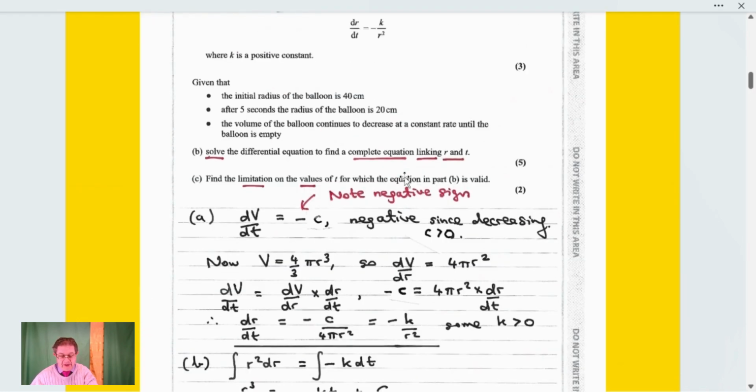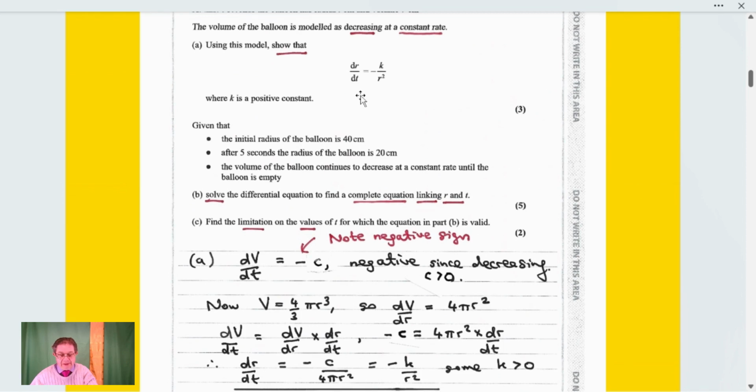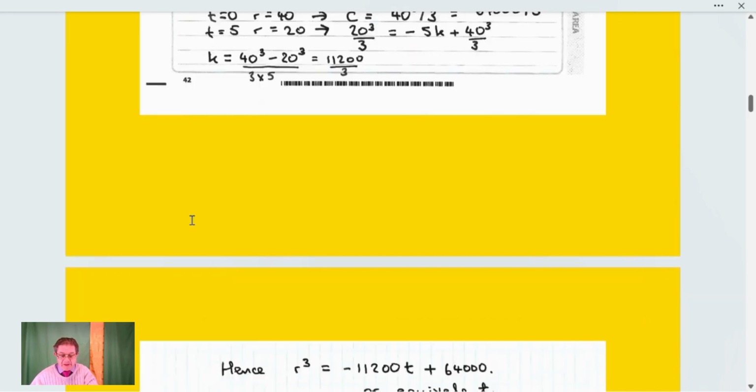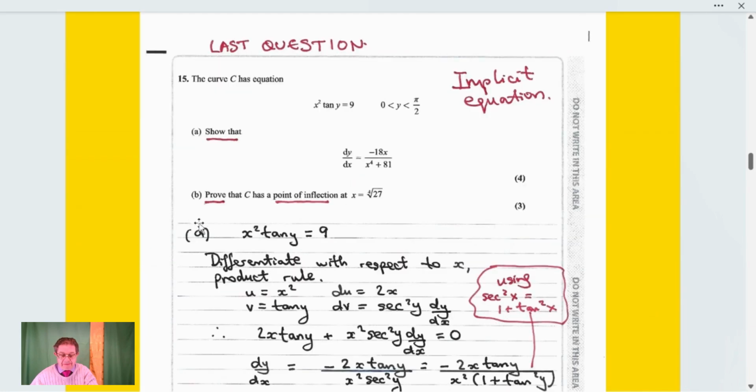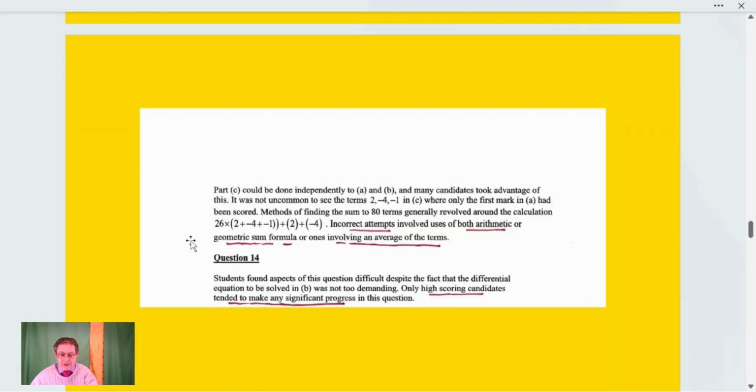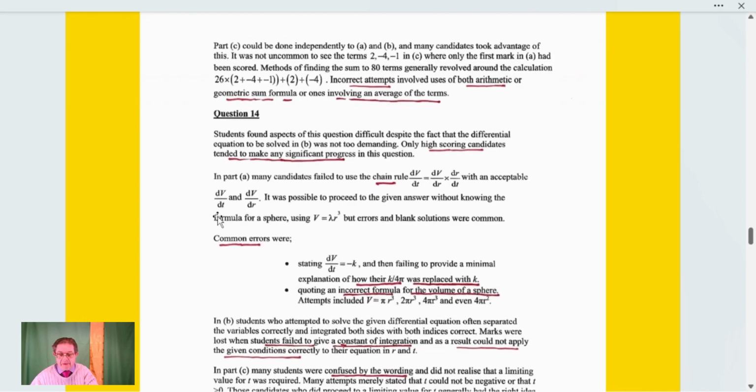This is a fairly standard question on differential equations and modelling. Candidates found part C quite hard. I think possibly didn't understand what was meant by it. So a quick peek at the mark scheme. We get the comment here: students found aspects of the question difficult, despite the fact the differential equation is not too demanding. Well, they're right. It's a very standard differential equation. Only high-scoring candidates made significant progress.